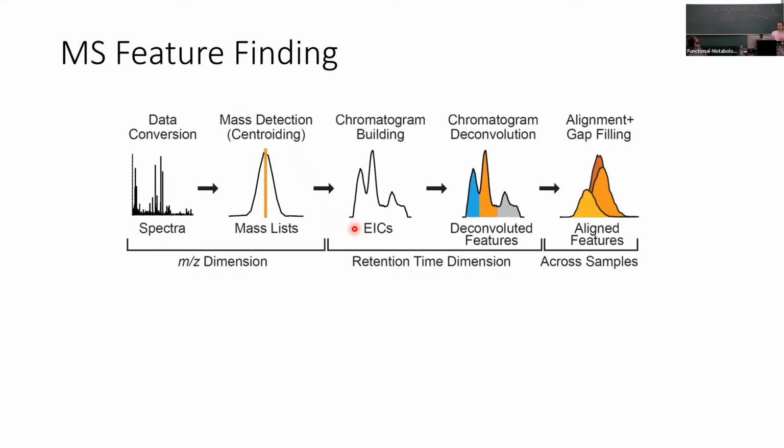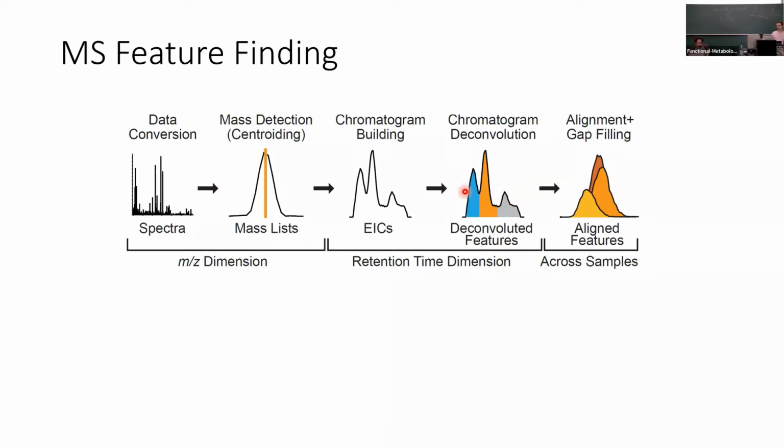And now in MZmine, we need to build extracted ion chromatograms, which is basically looking at the intensity of one mass to charge ratio along the whole retention time. These chromatograms will later be split into individual features, is what we call them. Some people call them peaks. We like to call them features in MZmine. And afterwards, if we have multiple samples, we can align the individual features of multiple samples together, so we have one big table that we want to get to with the processing.